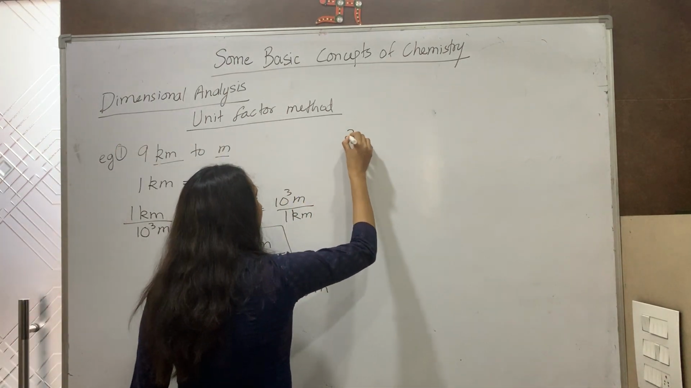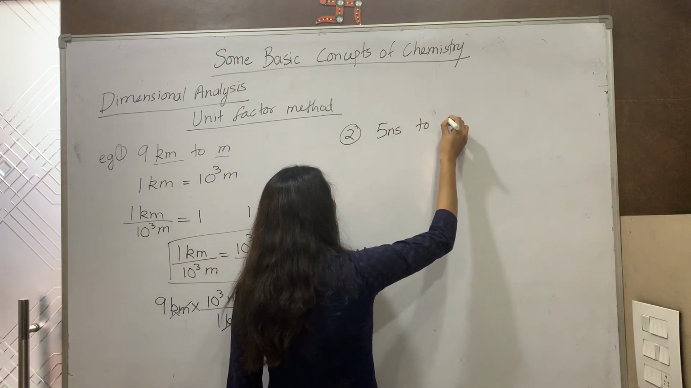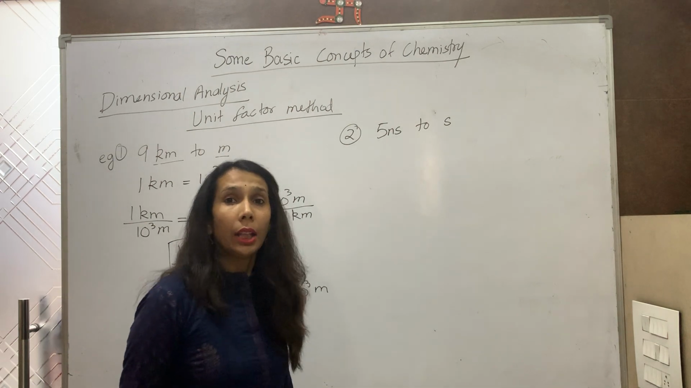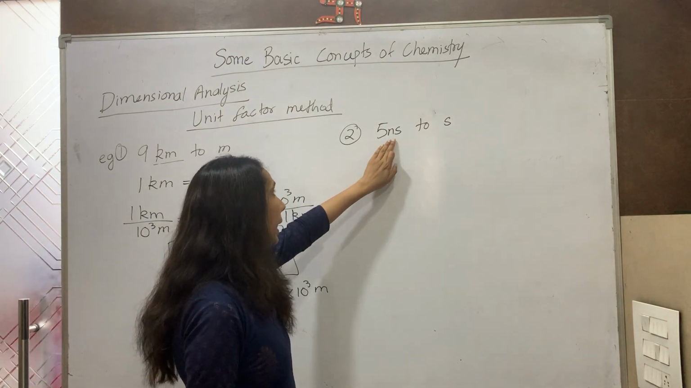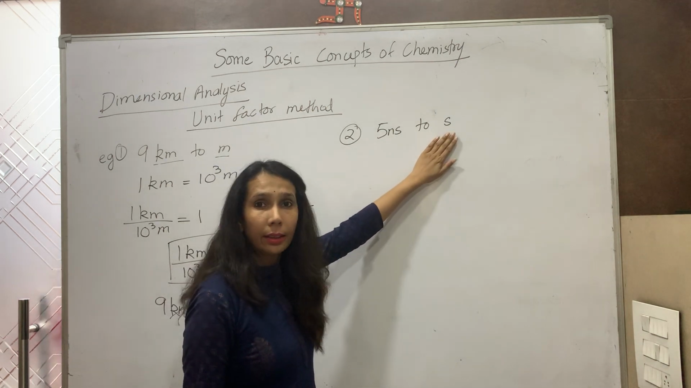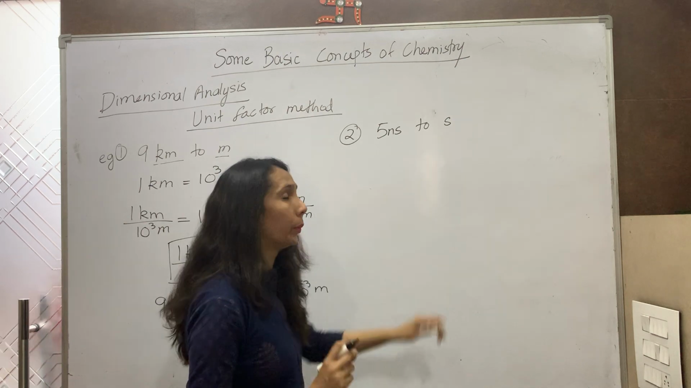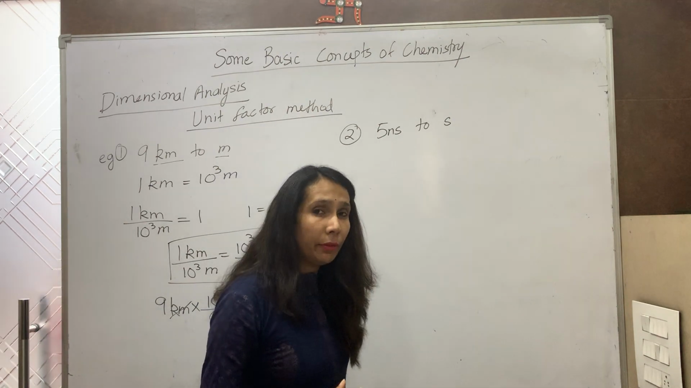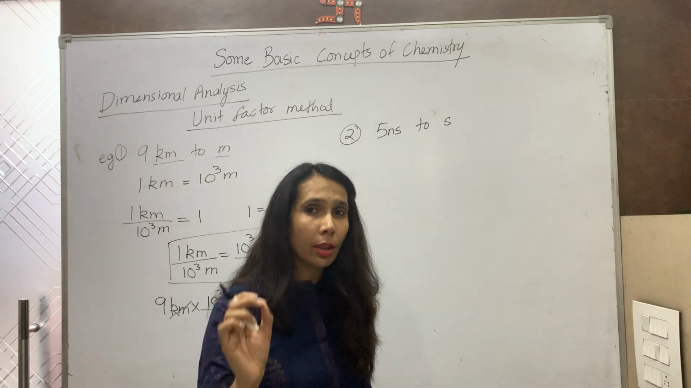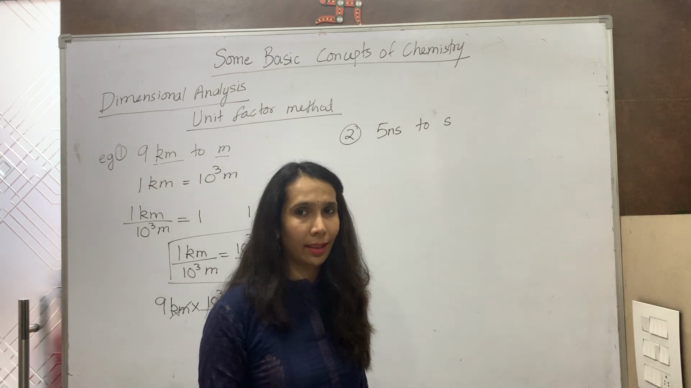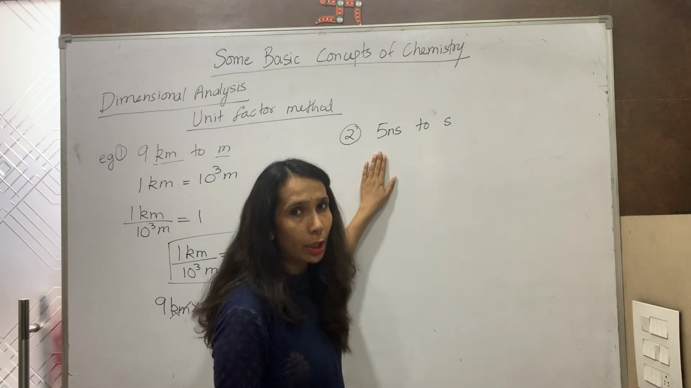Second example, 5 nanosecond to second. Now first of all, we must know the relationship between nanosecond and second. So let us see what is the relationship between the two. In the table, we have done the multiples and the decimal fractions of the SI units. To go through that table, you have to learn that table in order to know the relationship.